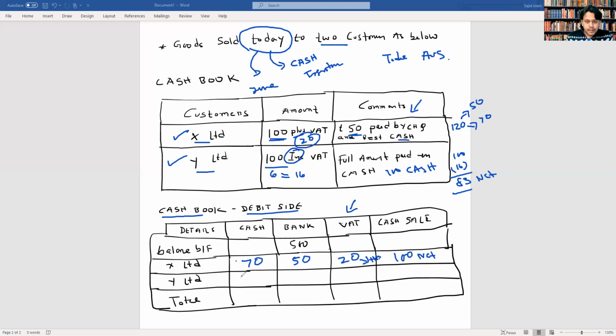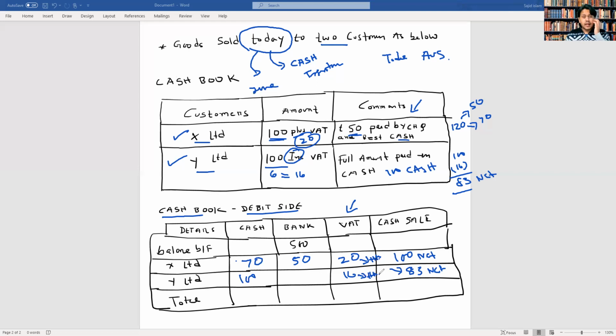So you're going to write £100 cash here, and nothing came to the bank. VAT is 16, and 83 is the net. So we understand we receive £100 from the customer, including VAT. So we keep 83 for us, and 16 we will give to HMRC.